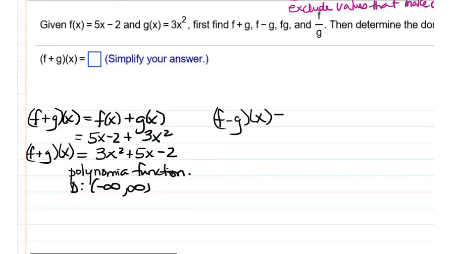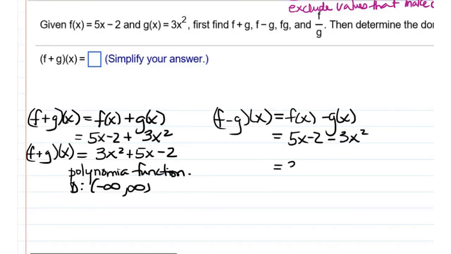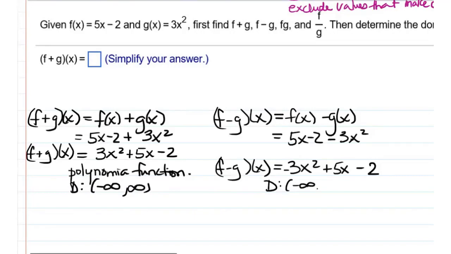All right, let's try to find f minus g of x. This is going to be your f of x function minus your g of x function. And so that would be 5x minus 2 minus 3x squared. This is, again, a polynomial function, so we're going to write it in descending order of the exponents. Negative 3x squared plus 5x minus 2. And so here's our new function, f minus g of x. So our domain, again, a polynomial function, negative infinity to infinity.